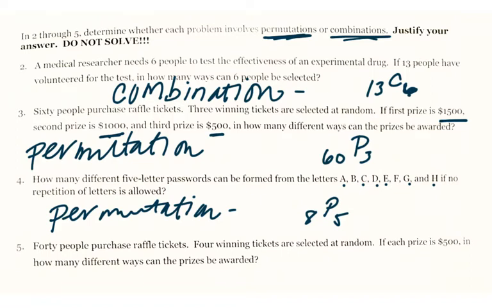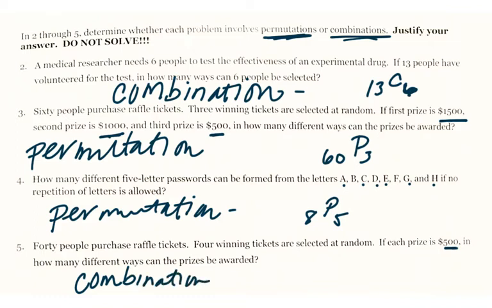Lastly, we have 40 people purchase raffle tickets. 4 winning tickets are selected at random. If each prize is $500, in how many different ways can the prizes be awarded? It doesn't matter if you're picked first or you're picked last, you get the same $500 prize. So this is an example of a combination because the order that the names are picked doesn't matter.